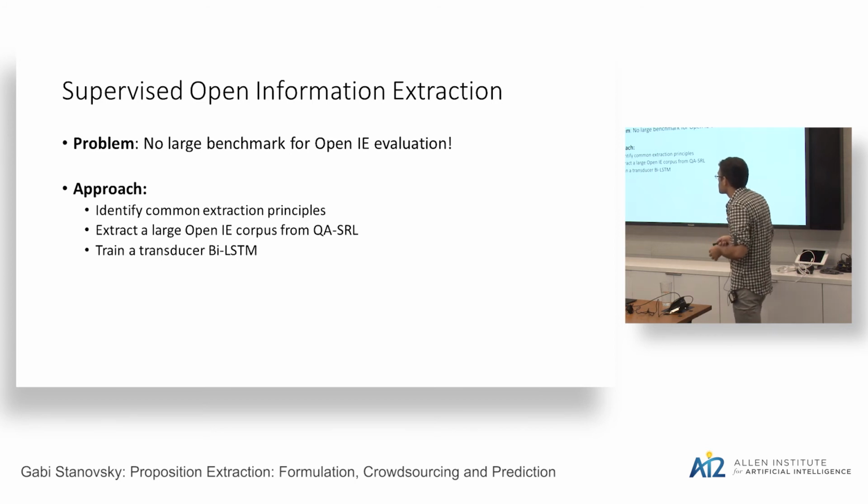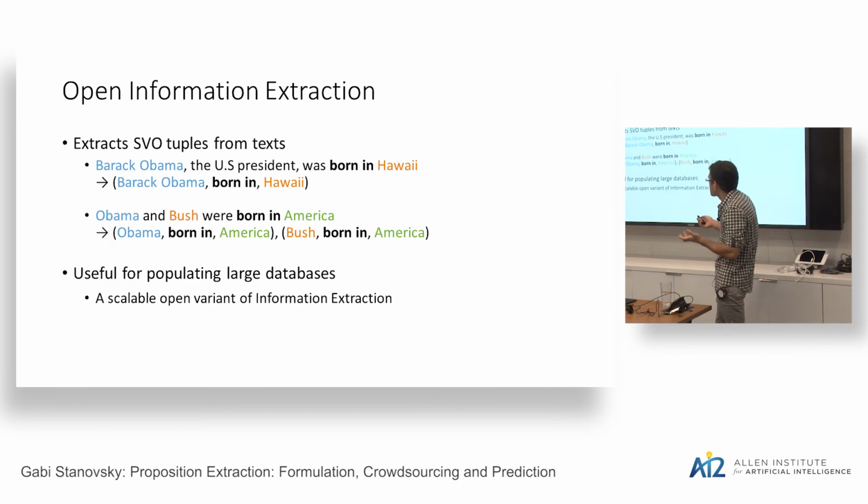The approach we are going to take would be to identify common extraction principles in recent work on open information extraction. We will then extract, or convert, a large OpenIE corpus from QA-SRL that I mentioned before in my previous project. And we will then train a transducer bi-LSTM, producing a label for each word and producing BIO tags for OpenIE. So let's start with looking at OpenIE.